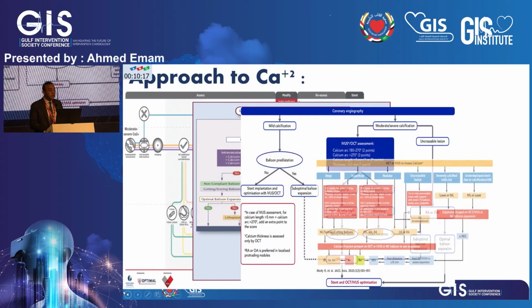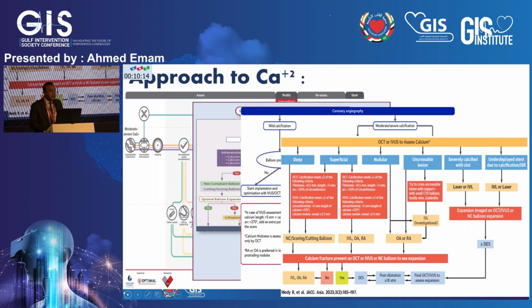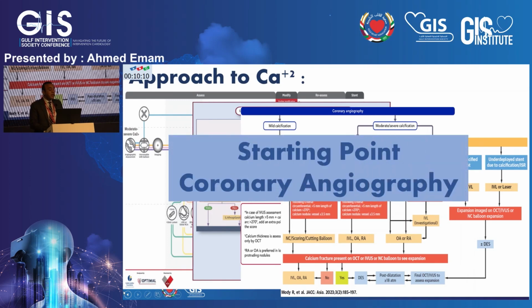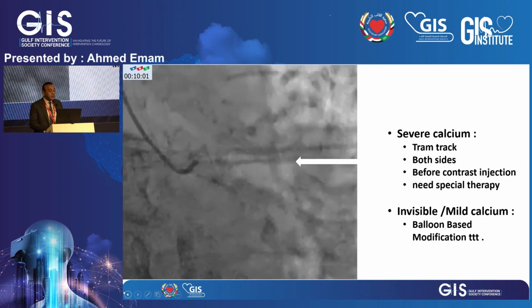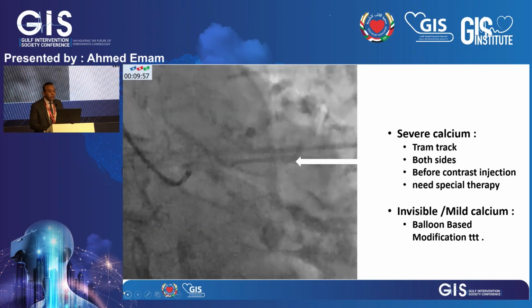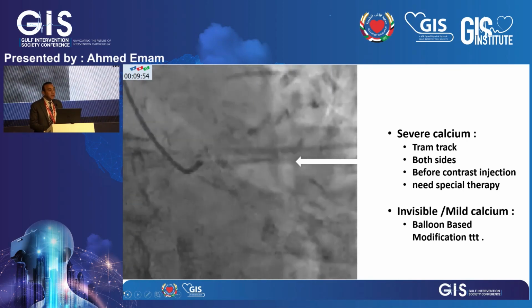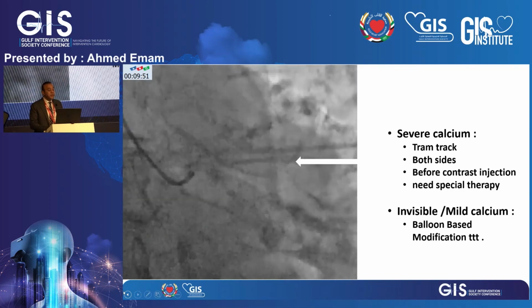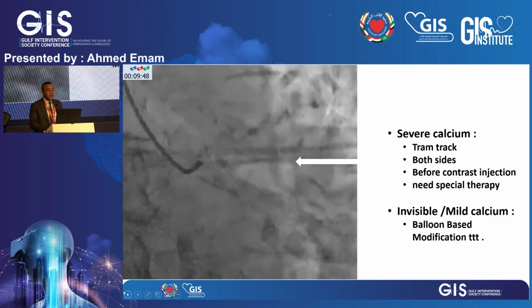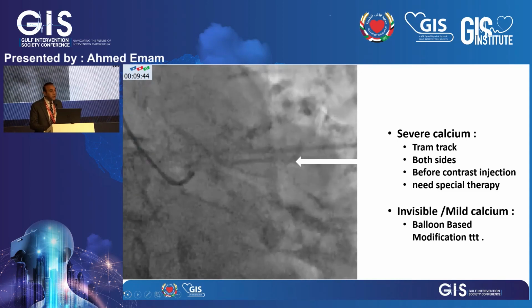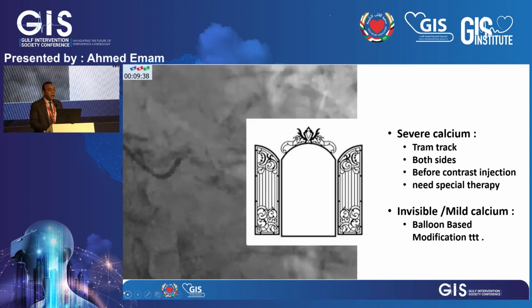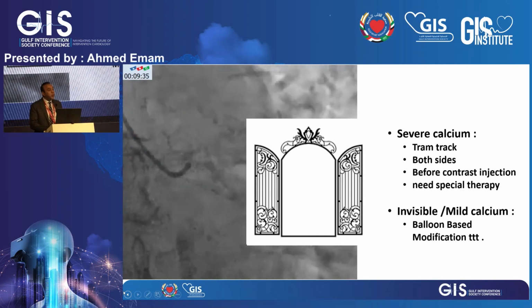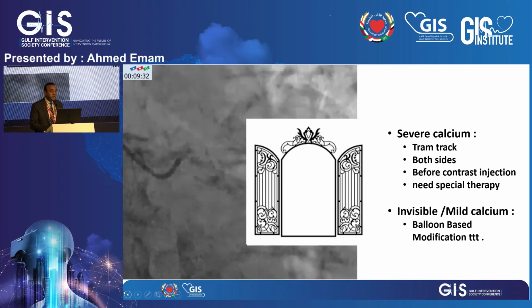Actually, there are many algorithms about how we approach calcifications in the vessels, but the common starting point among all these algorithms is the coronary angiography. This type of calcium, severe tram-track calcium on both sides of the vessel, visible even before you inject contrast inside the vessel, is the type of calcium that needs special modification therapy. With the other type of calcium, invisible or mild, maybe you only need a balloon just to push the calcium away and go ahead with your stent. So coronary angiography is your gate to go inside the algorithm and start your modification therapy.